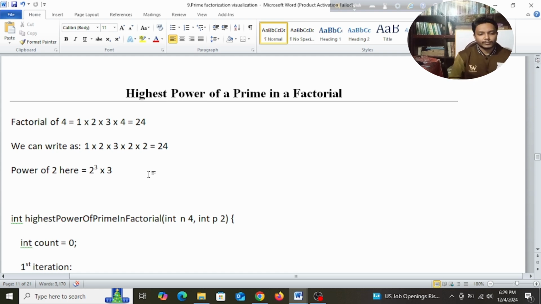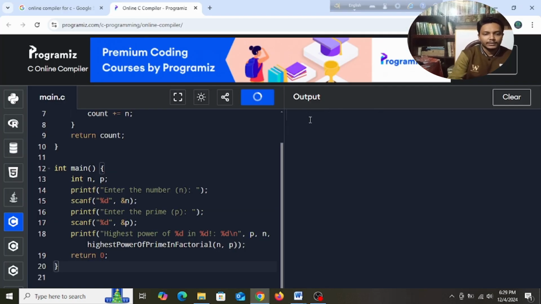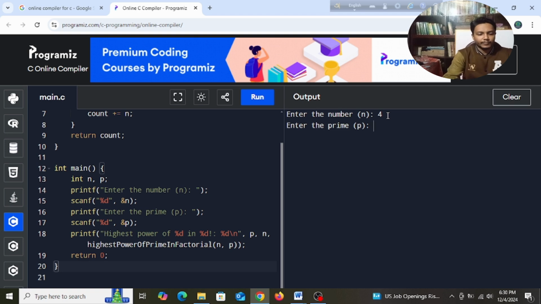So here we will provide a number to find the factorial, and we will give a prime. If we provide the prime 2 here, the power of 2 is 3 here, right? So this program will take two inputs, I mean, two parameters, and then this will give us a value. Like if we provide the number 4, we know we'll get 24, and then we enter the prime, so the prime would be 2. So 2's power would be 3 here, as we've seen.